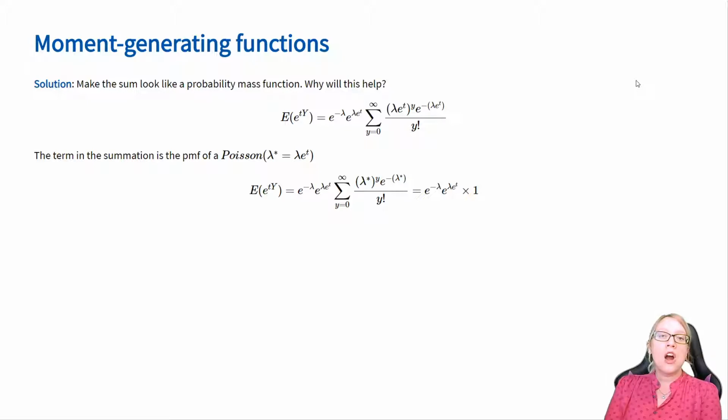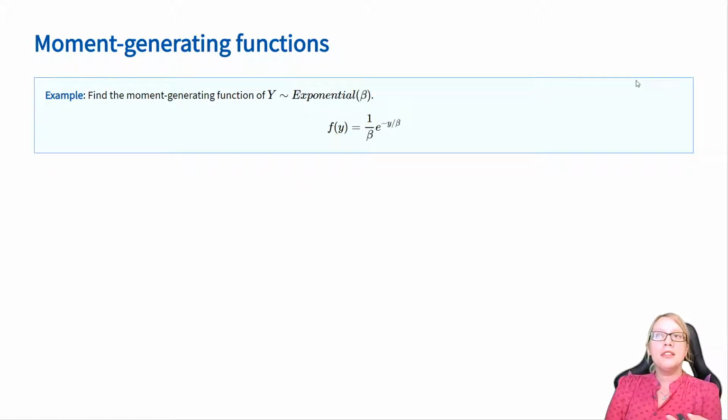That means that our expected value of e to the ty, or our moment generating function, is e to the negative lambda times e to the lambda e^t. We'll simplify that just a little bit, and we get this. Our moment generating function for a Poisson is the exponential of the quantity lambda times e to the t minus 1. Anytime it gets to be a little bit too much in that exponent, I'll shift to writing this as exp, just so we don't have too much little text in the exponent.